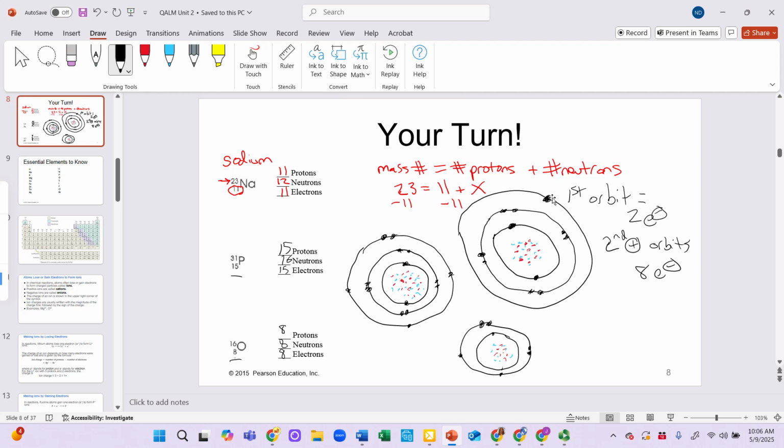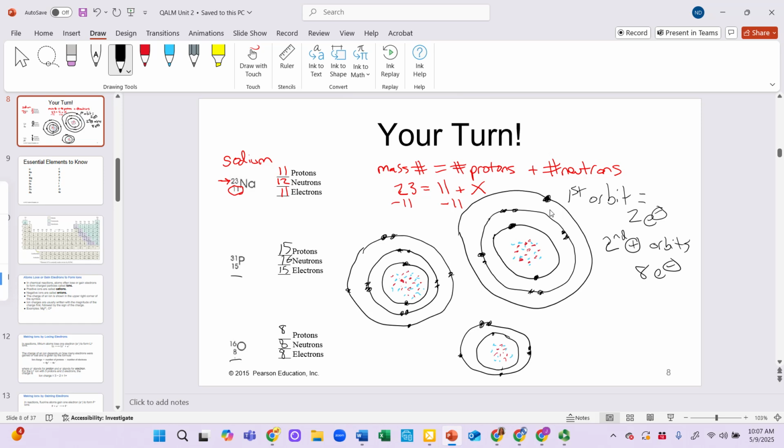So if I have 1 valence electron, would it be easier to give up 1 electron or to gain 7 electrons in order to have a full outer shell? Well, it's easier for sodium to lose 1 electron, give that electron up, than it would be for it to gain 7 electrons to have a full outer shell. So sodium is actually going to be losing an electron when it forms bonds with other atoms.